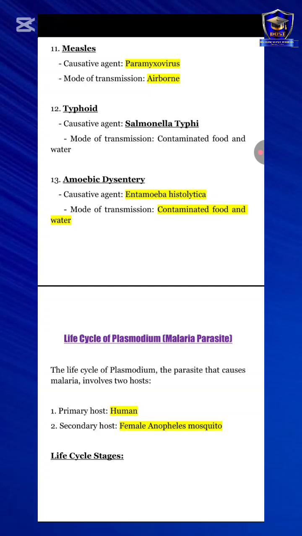And 12th on the list, we have typhoid. Typhoid is caused by a microorganism, which is actually a bacterium called Salmonella typhi. And the mode of transmission is through consumption of contaminated food and contaminated water, just like cholera.